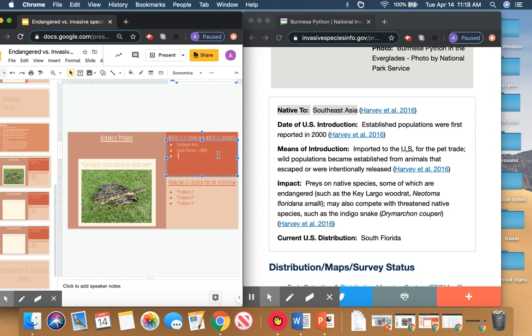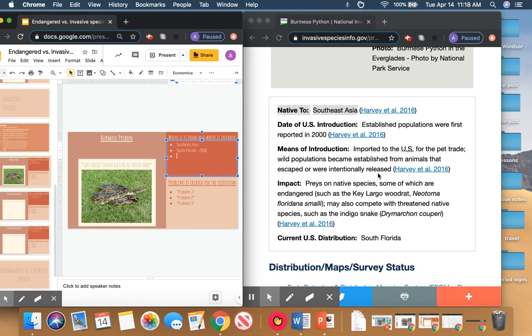And why it was introduced. So it says means of introduction, that would be why. It was originally imported to the US for the pet trade. And then what happened with Burmese pythons is that all of these people had these 6-foot pythons and realized they couldn't take care of them in their home. And what they did is that a lot of people would release them into the Everglades.